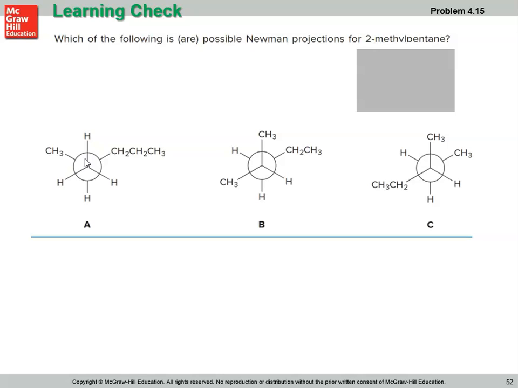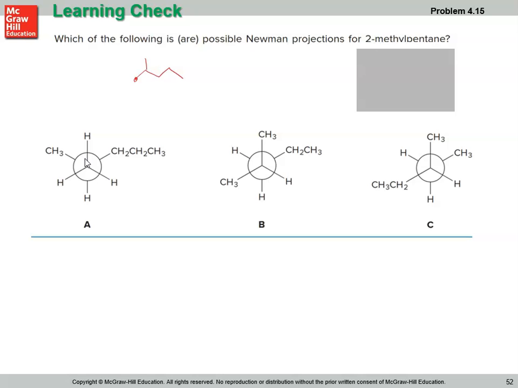In order to figure out what 2-methylpentane is, we'll have to draw the methyl, ethyl, propyl, butyl, pentyl, pentane, right? So that's going to be 1, 2, 3, 4, 5. On the second carbon, I have a methyl group. Here is 2-methylpentane. So which of the following are possible Newman projections for 2-methylpentane?